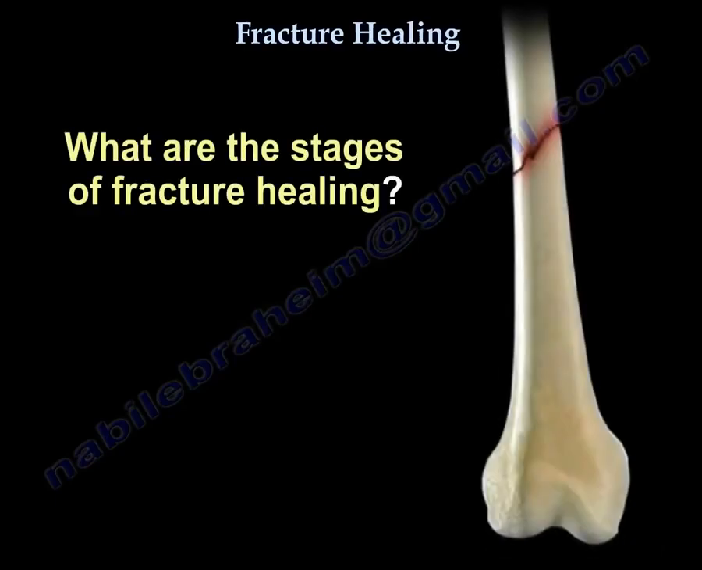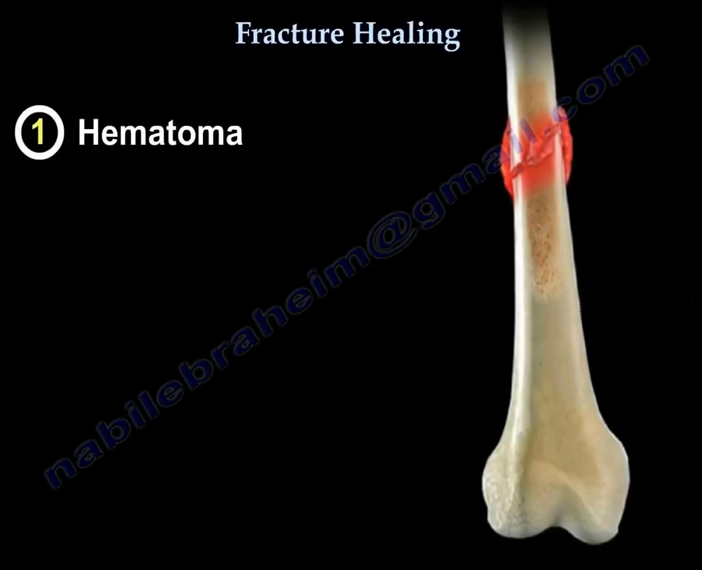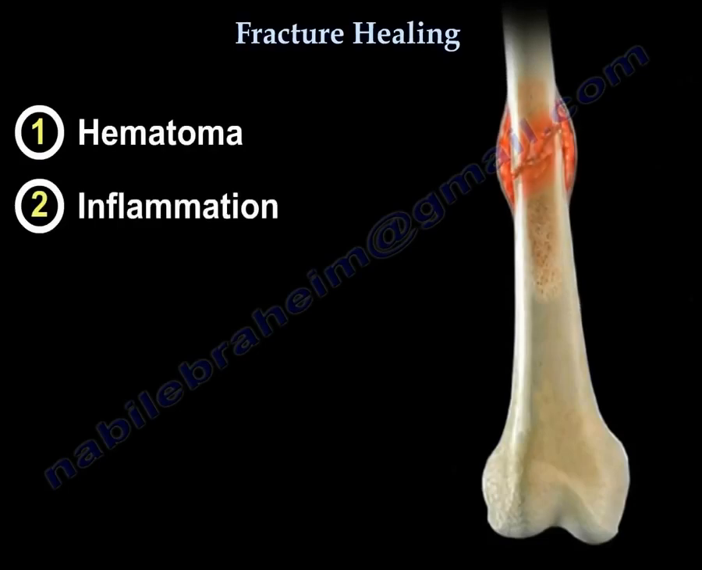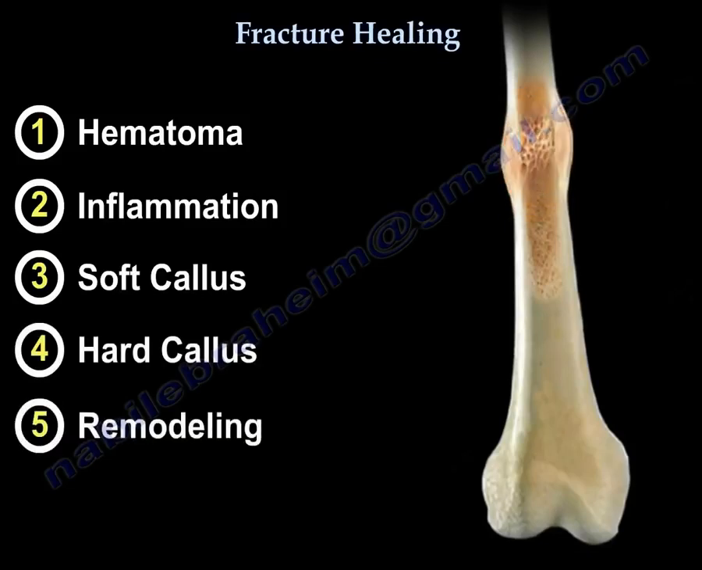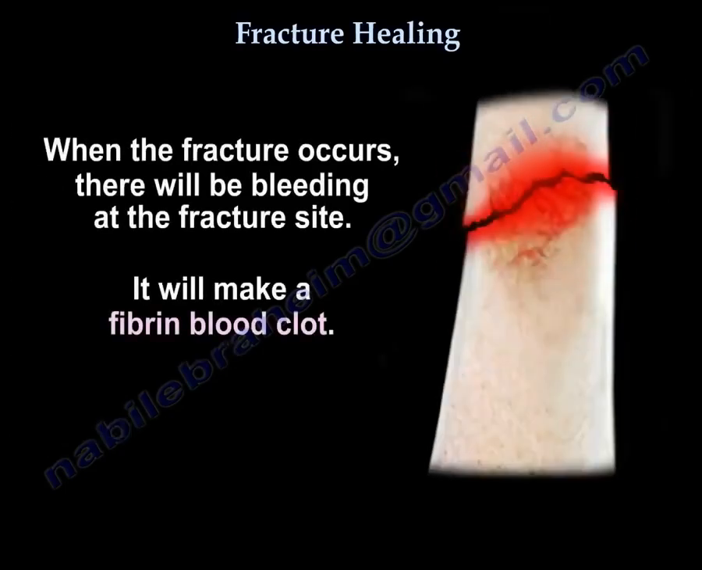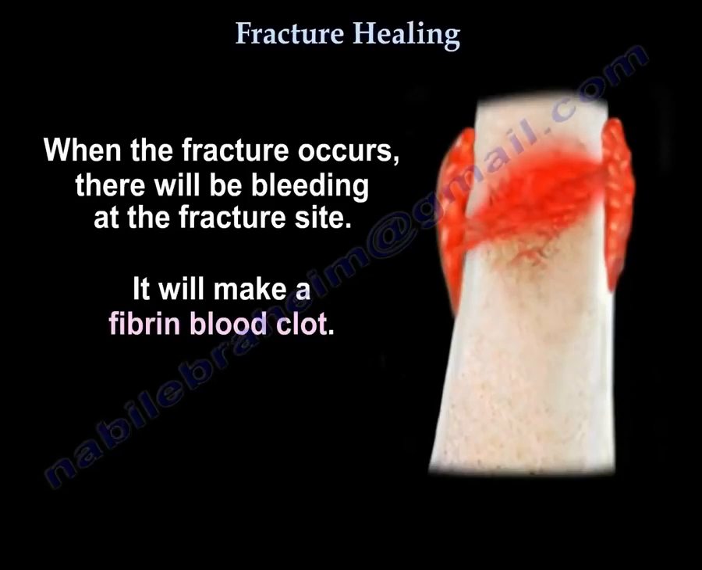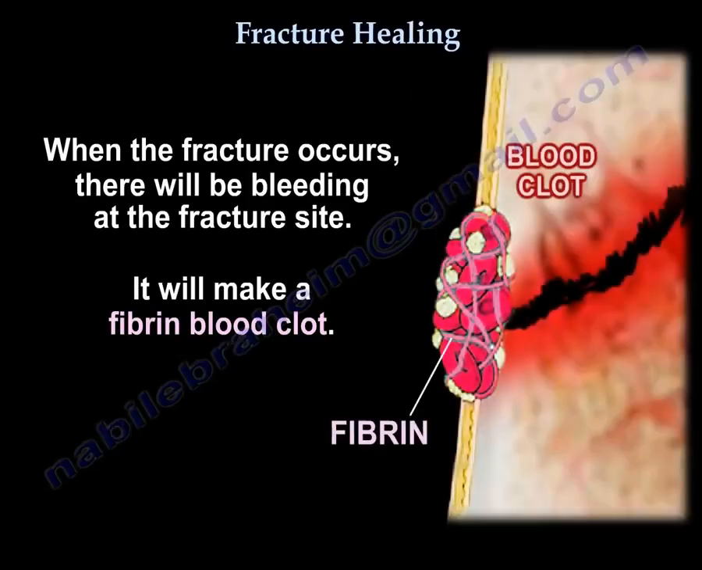What are the stages of fracture healing? The stages are hematoma, inflammation, soft callus, hard callus, and remodeling. When the fracture occurs, there will be bleeding at the fracture site. It will make a fibrin blood clot.